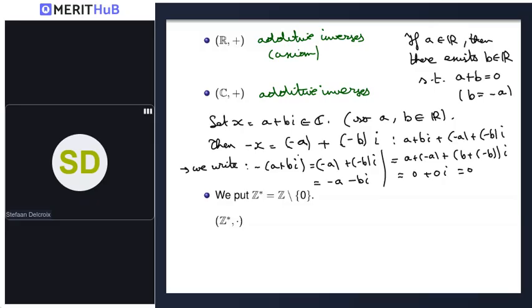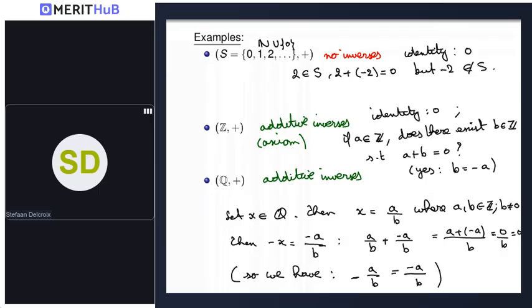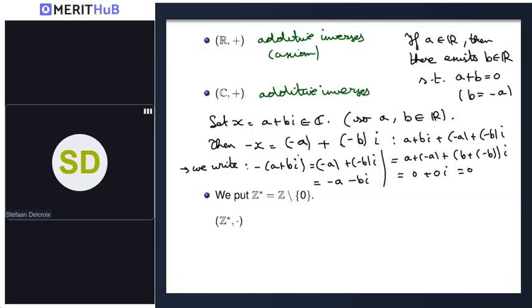And so we came up with it just like we did here. What is the opposite of a fraction? Take either the opposite of the numerator or the denominator, whatever you want. What's the opposite of a complex number? You take the opposite of the real part and the opposite of the imaginary part. And so nicely we have additive inverses.